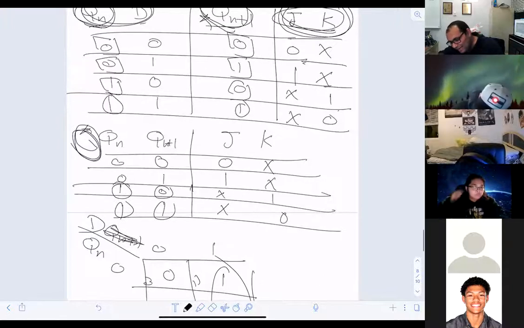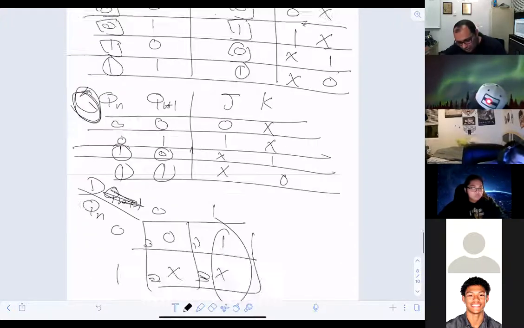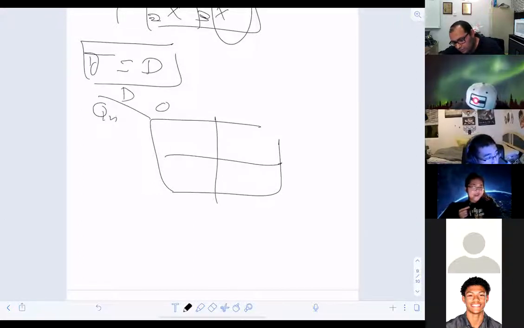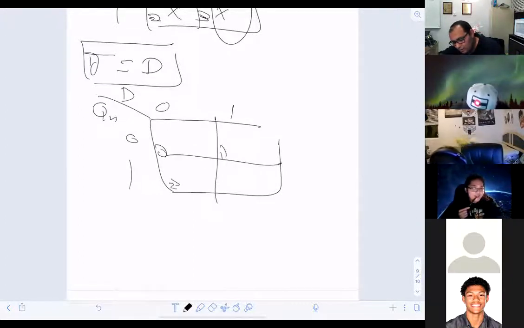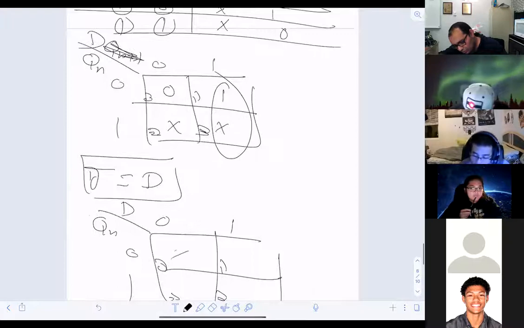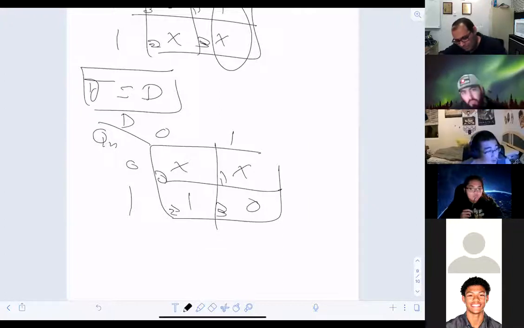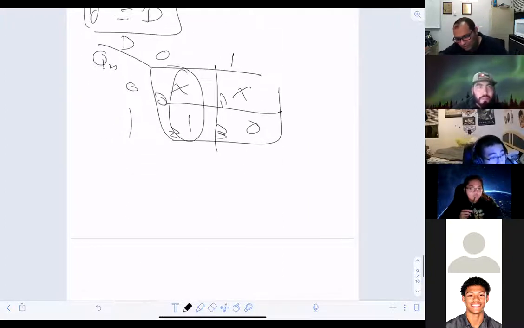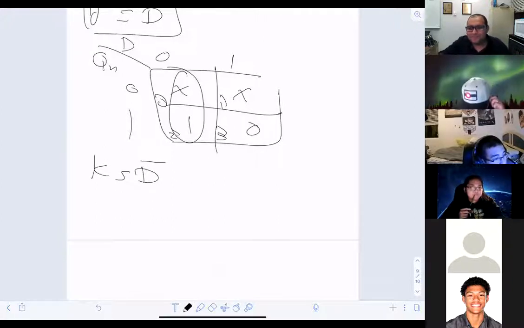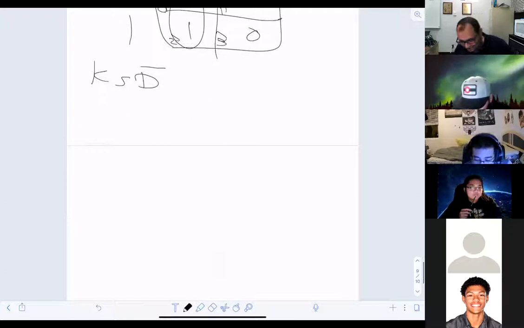Now let's do the same thing. K is basically a function of Qn and D, right? So let's look at it. So I have here, boom, boom, boom. Then Qn, D, 0, 1, 0, 1, 0, 1, 2, 3, right? So I look at there and say x, x, x, x, x, and 1, 0. Yay, here, right? So I can say K is equal to D complement. Yes, we finished. So now, confident, I can make the implementation very easy, right? I can bring my JK.